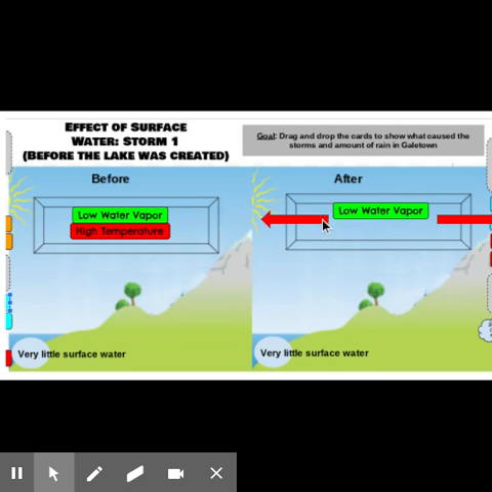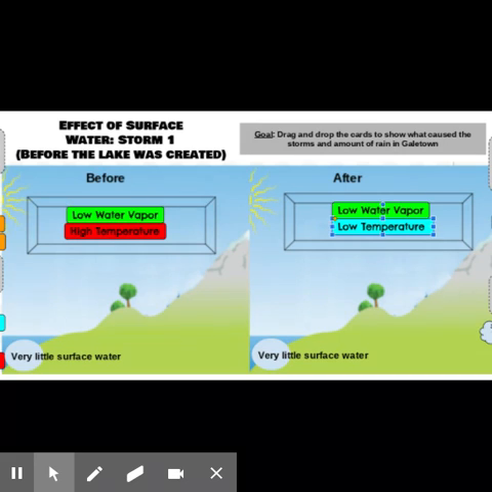After the storm, now energy has been leaving, and that's why I have these red arrows here. Energy has been leaving the air parcel, causing the air parcel to cool down. So at this point, after the storm, I would say that there's a low temperature.